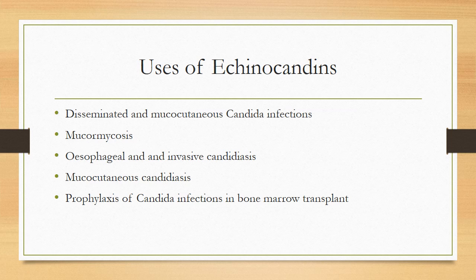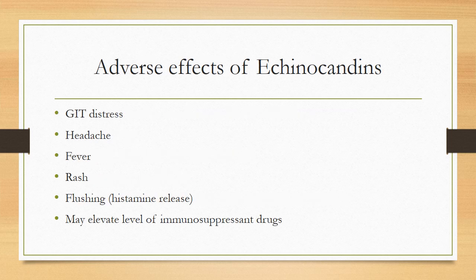Uses of echinocandins. Disseminated and mucocutaneous candidal infections, mucormycosis, esophageal and invasive candidiasis, prophylaxis of candidal infection in bone marrow transplant. Adverse effects of echinocandins include GIT distress, headache, fever, rash, and flushing. Flushing is due to histamine release. They may elevate the level of immunosuppressant drugs.